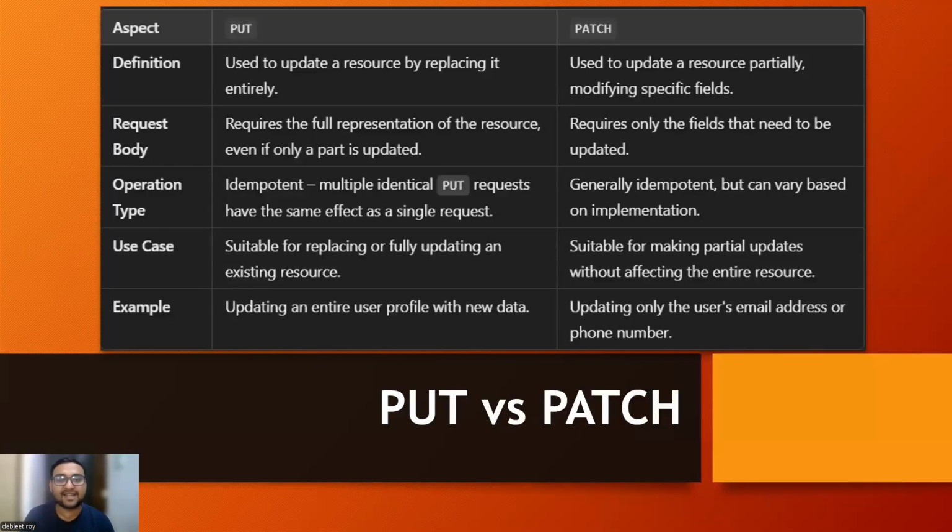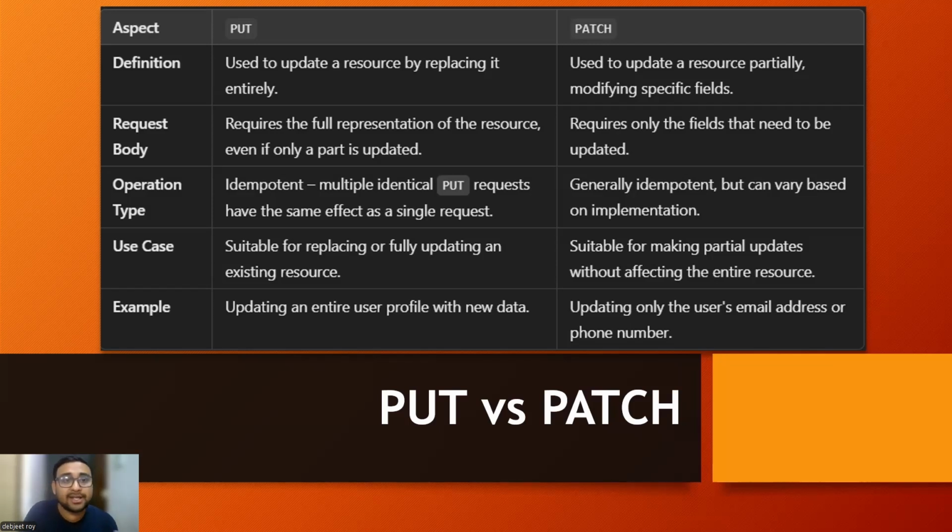Next is put versus patch. Normally put is used to update a resource by replacing it completely. It will completely replace your entire row record. But in patch, you update the resource partially. What do I mean by that? Let's suppose there are a few columns you want to update and a few you don't. In that scenario, patch is very important.